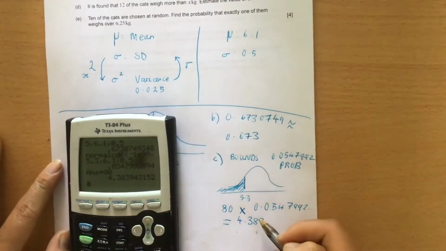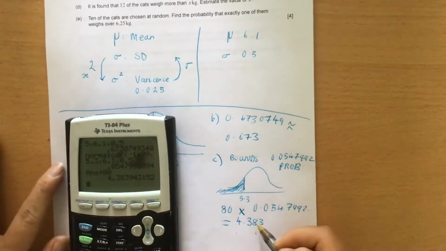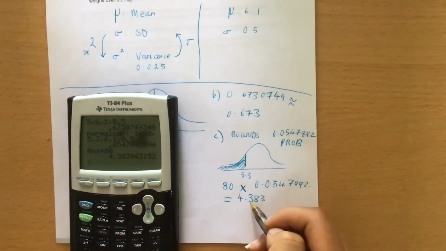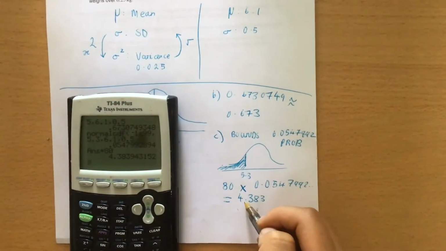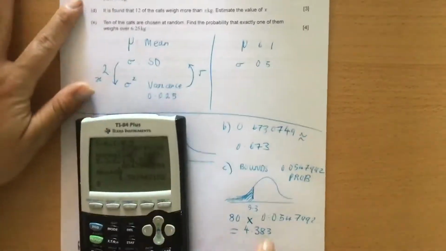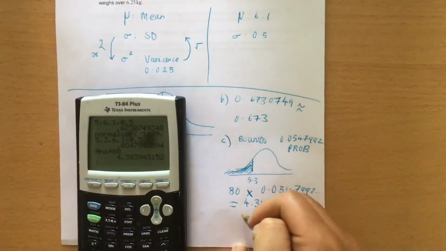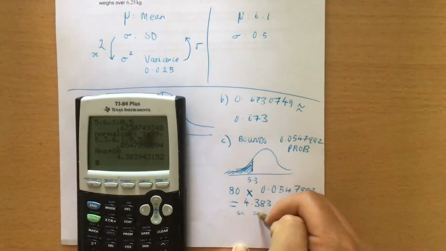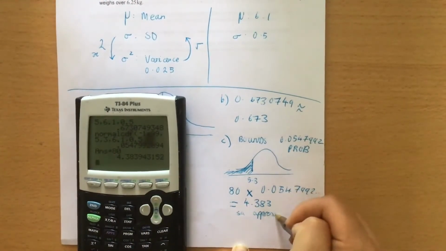Now, because this is a discrete variable, i.e. that it needs to be exact because we're talking about numbers of cats, we then need to round this. So we're going to round it down, so approximately 4 cats.